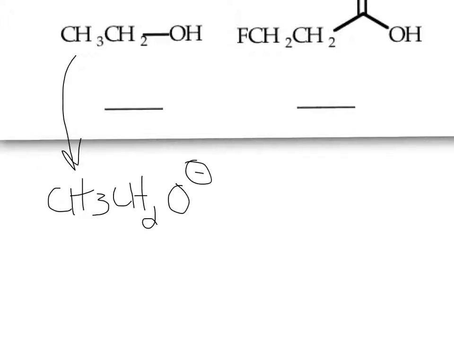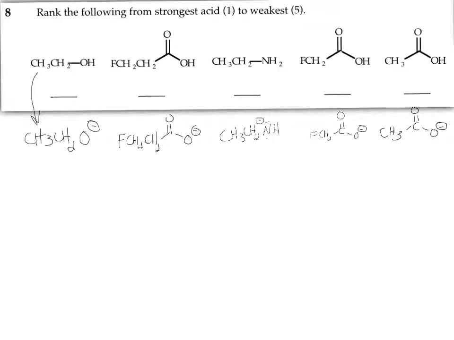So here's the first one, and then the rest. And now we have a little bit simpler question. Now we just need to focus on the stability of the electron pair that in this case is associated with the negative charge. The first thing to notice is the atom that bears the negative charge, or the atom with the lone pair in question. So here we've got an oxygen, oxygen, nitrogen, oxygen, oxygen.